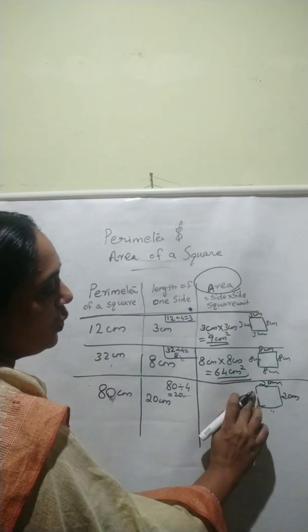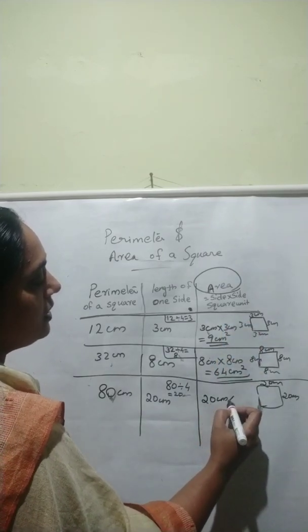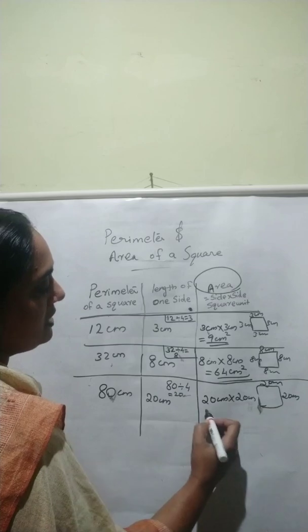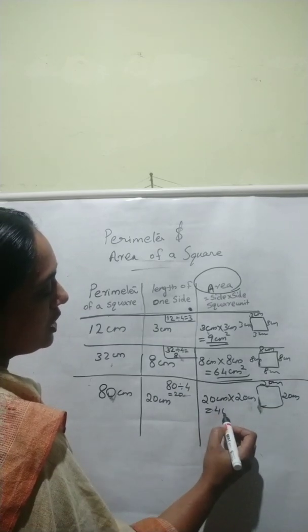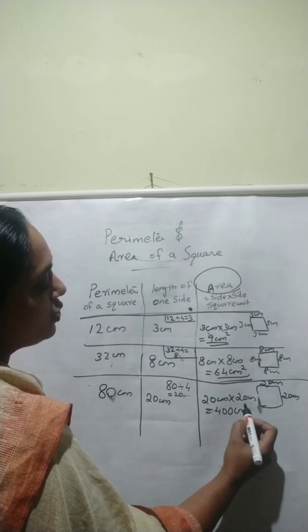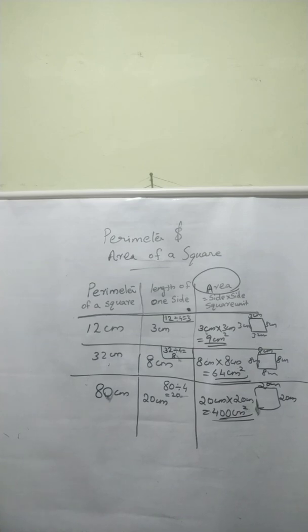Okay. So how can we find the area here? 20 centimeter multiplied by 20 centimeter. That is 2 times 2, 4. Then 0, 0, two zeros are there. We can keep it here. So 400 centimeter square is the area of this square.